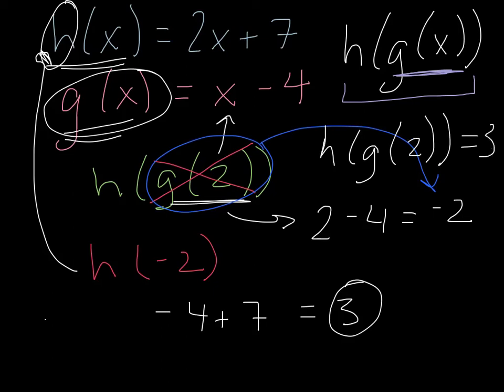So that's our answer: h of g of 2 is equal to 3. On the next slide, I'm going to change the order of it and see if it makes a difference.